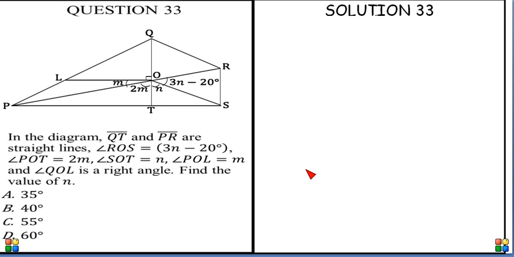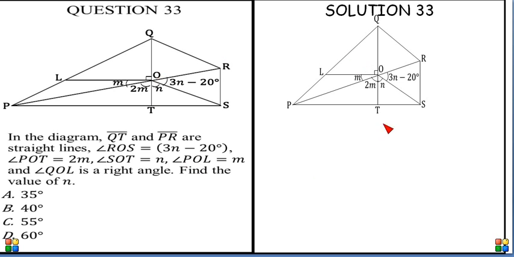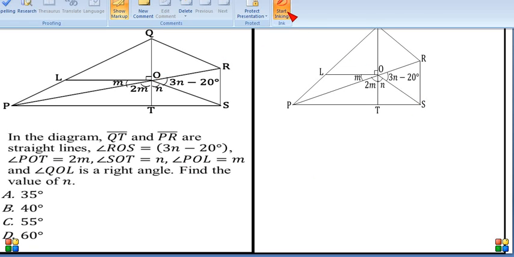Question 33. We have that diagram shown, and all the information written here are already illustrated on this diagram. Let's draw the diagram more clearly. From this diagram we can deduce certain things.